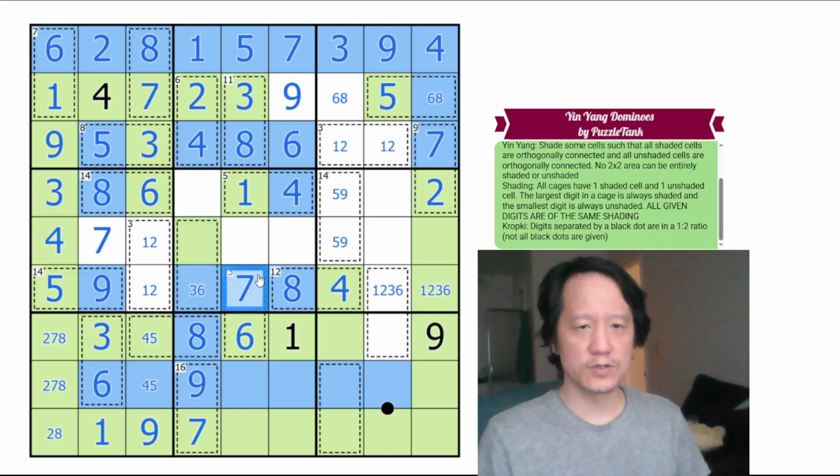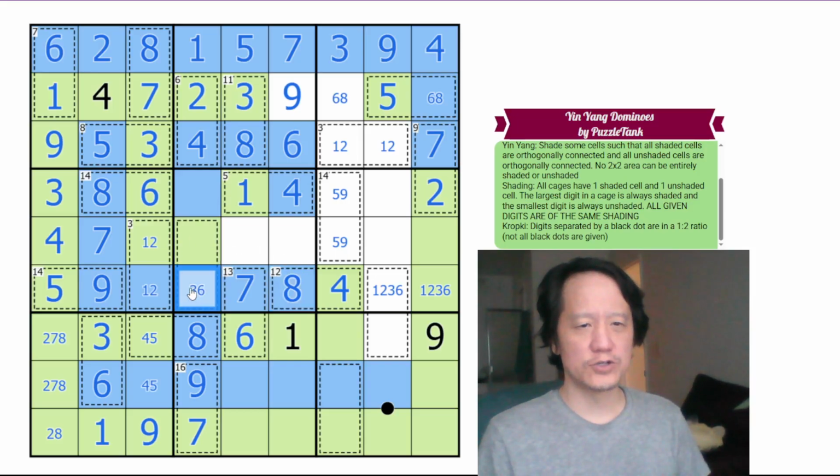Therefore, that makes this green. This blue has to connect out, so this must be blue. And this must be blue. Therefore, that's green. We have a 2 by 2 area, which is 3 green, so this must be blue.